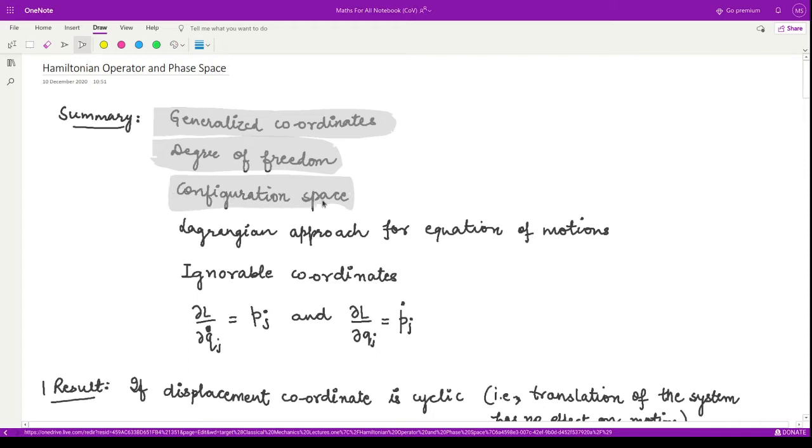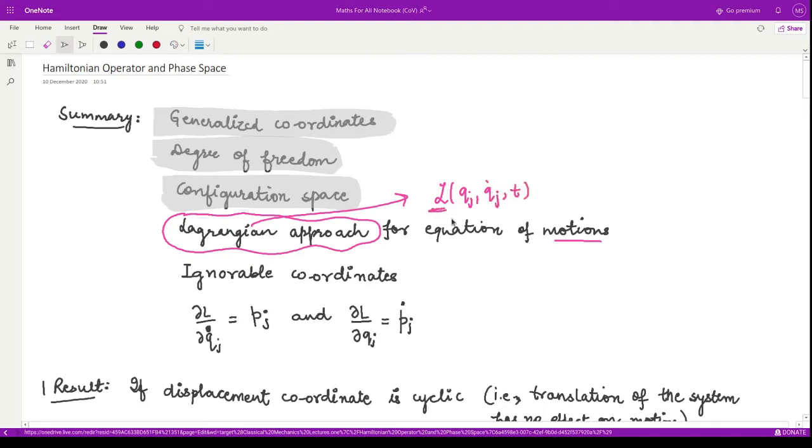Thereafter, we came to the Lagrangian approach for equations of motion, and we also discussed how this approach is better than the existing Newton's approach to define the motion. And this Lagrangian L, which is a function of qj, qj dot and time, is a scalar quantity, and it does not involve vectors and forces as such.